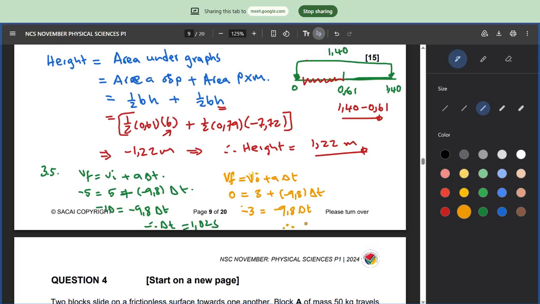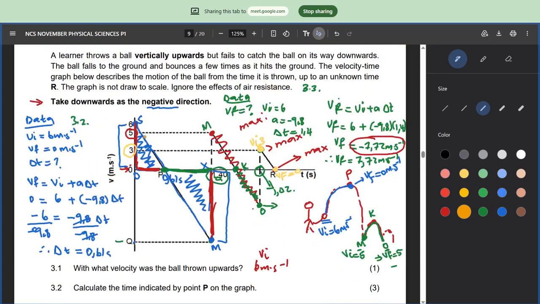Therefore, divide both sides by minus 9.8. So delta T is equal to 3 divided by 9.8. And this gives us 0.31 seconds. Okay, so if this is 0.31, this is the time that it will take to get to this part.